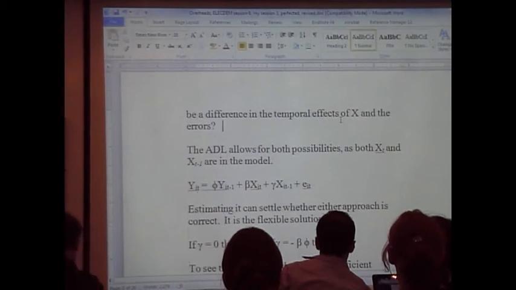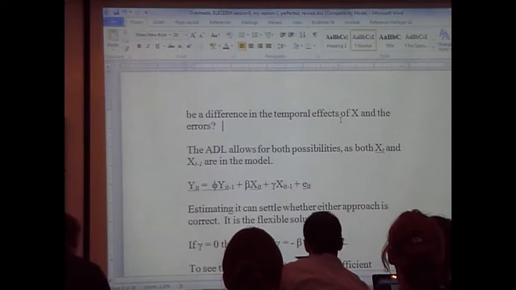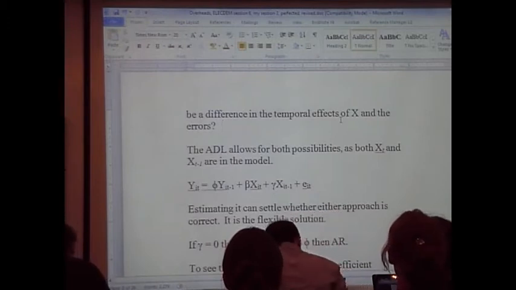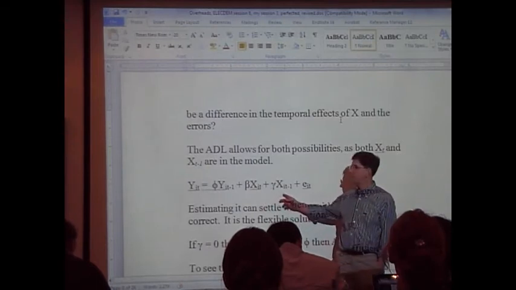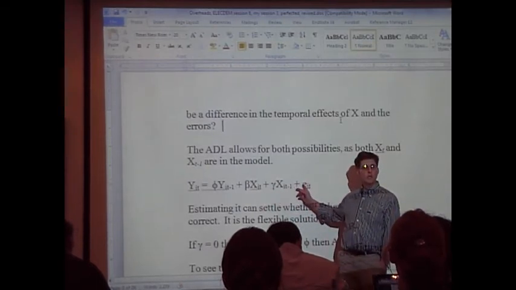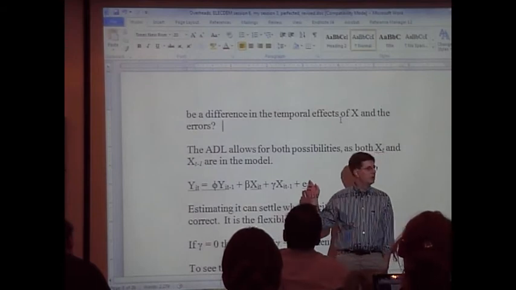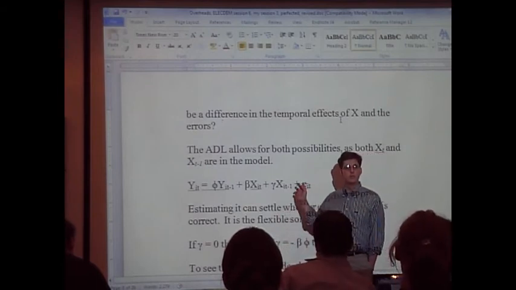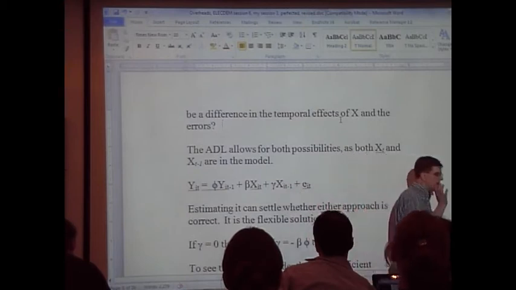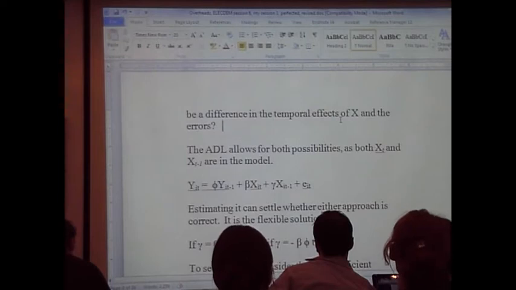But remember, the great thing about the autoregressive distributed lag is that it allows for both possibilities, as it includes the current x in the model and the lagged x in the model. You have the current shock, and then what can you do? You could go look for autocorrelation in the lag shock, the lag residual. It's fine. You don't need to settle it by its own. You don't have to pick one or the other. Run this.